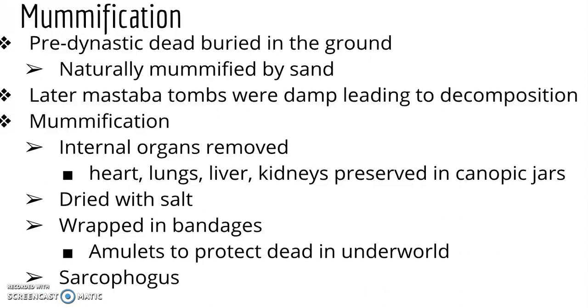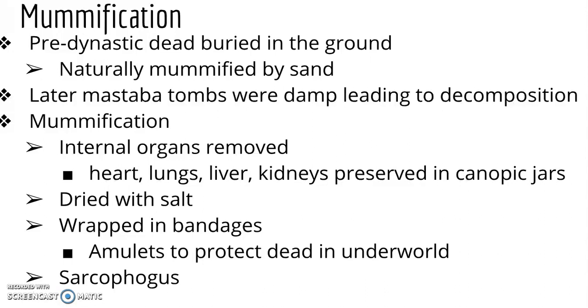of a deliberate mummification, in which the internal organs are removed. The heart, lungs, liver, kidneys are preserved in canopic jars. The rest of the body is dried with salt, except for the brain, which is pulled out through the nostril via a hook. Once the body is thoroughly dried out, it is then wrapped in bandages. Small amulets are then placed in between the bandages, which were meant to protect the dead on their journey to the underworld, the next life.